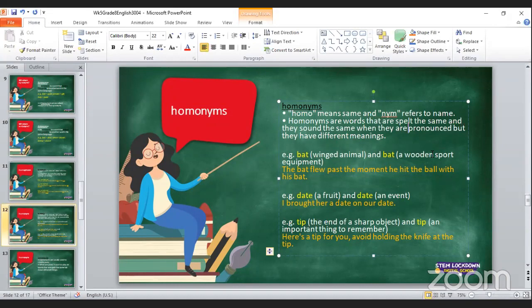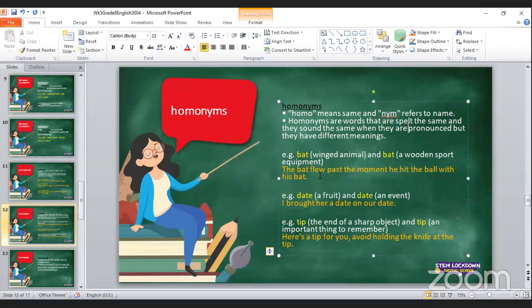So you realize that it is one word, bat, but it means two things, right? It can mean that winged animal, or it can mean that wooden sport equipment they use in cricket and baseball. So here's my example to bring this point home. The bat flew past the moment he hit the ball with his bat. My example is about people who are playing cricket. The other one throws the ball to the one who has the bat. As the one who has the bat hits the ball with his bat, there is the bat, the winged animal, which flies past them.